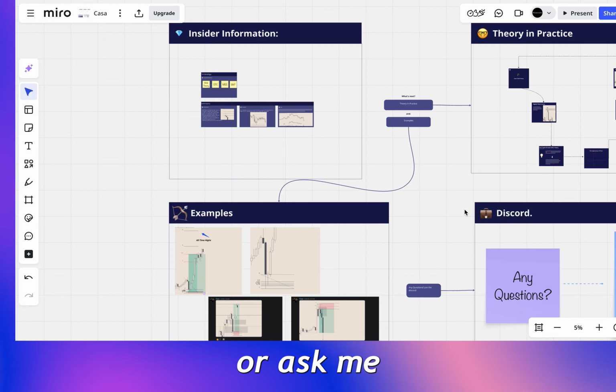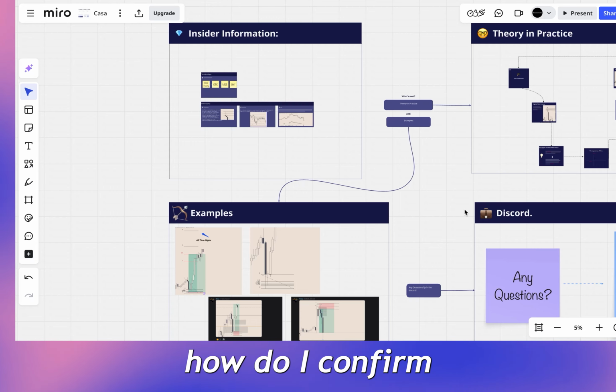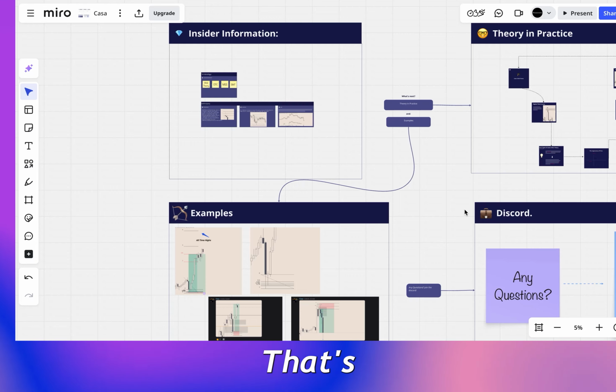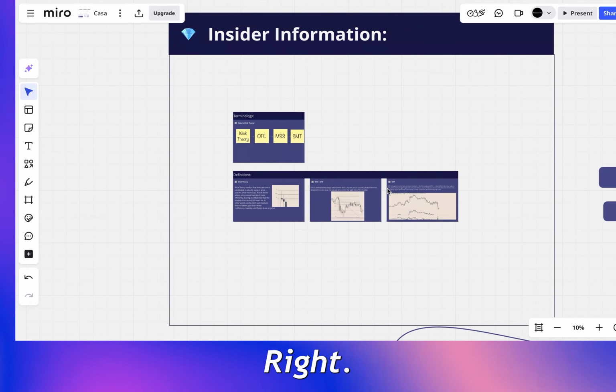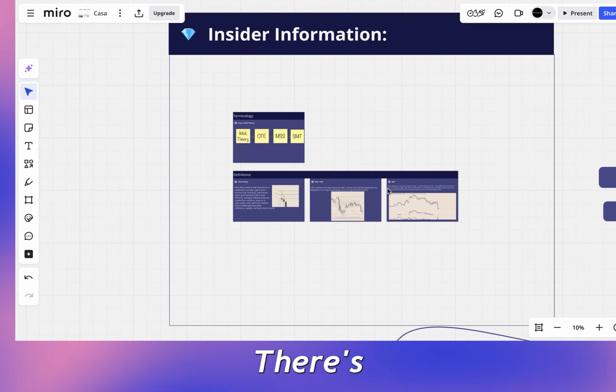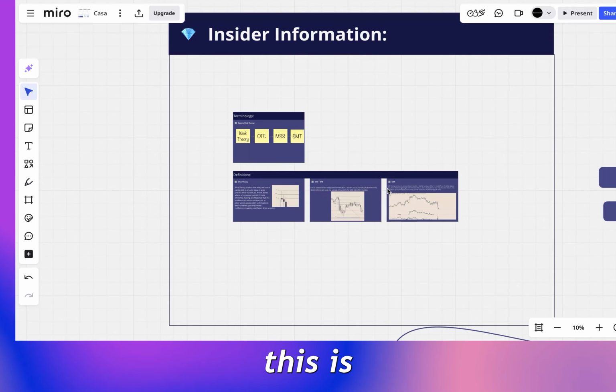So a lot of people are curious. They're asking me, how do I confirm it? How do I filter it out? That's exactly what I'm going to be doing in this video, right? So first we have the key, the diamond information, right? Insider information. There's literally a diamond next to it for a reason, because this is more than gold, right?